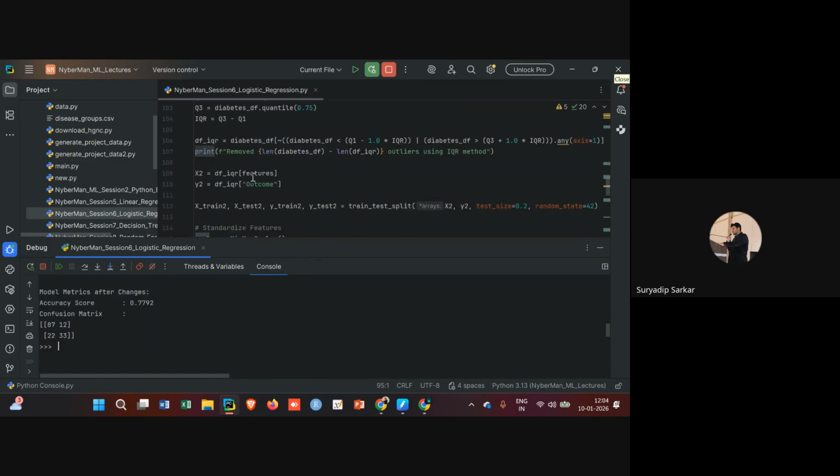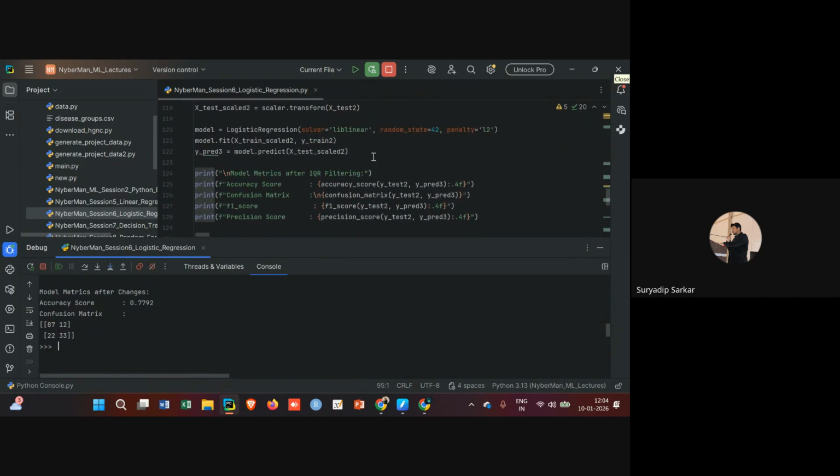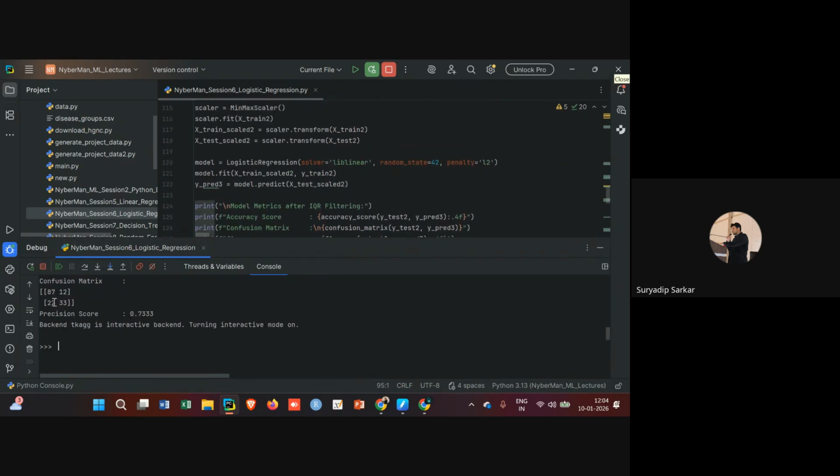So as you can see here, with the L2 penalty, we have actually made one less mistake. Now we have made only 34 mistakes, right? And the accuracy is now 0.7792. Okay, it is now 0.7792. Again, a little bit better.